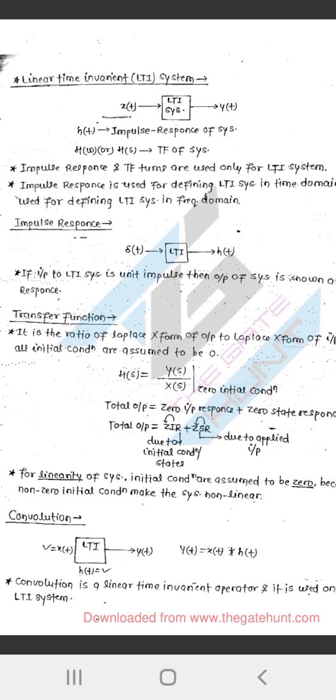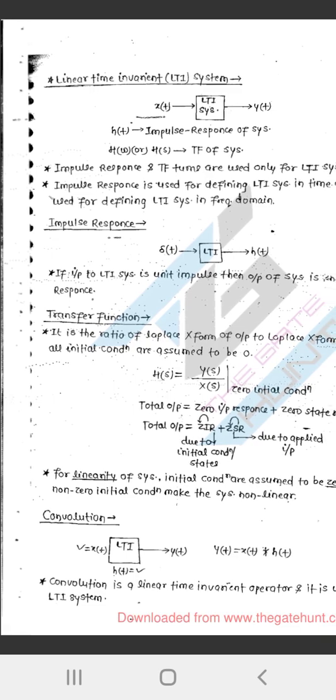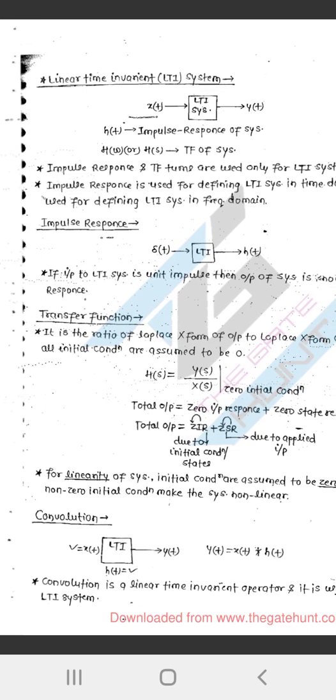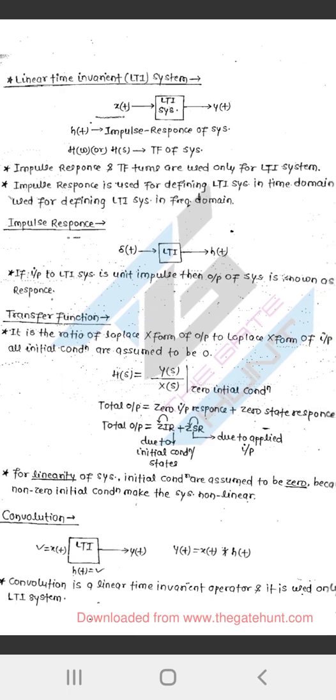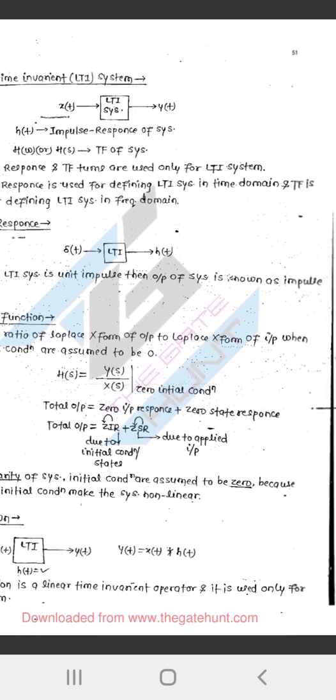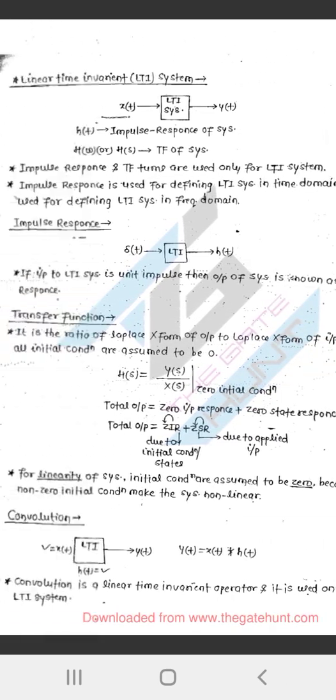For continuous LTI system, frequency domain. Time domain and frequency domain match. Impulse response: if input of LTI system is unit impulse, then output of system is known as impulse response.